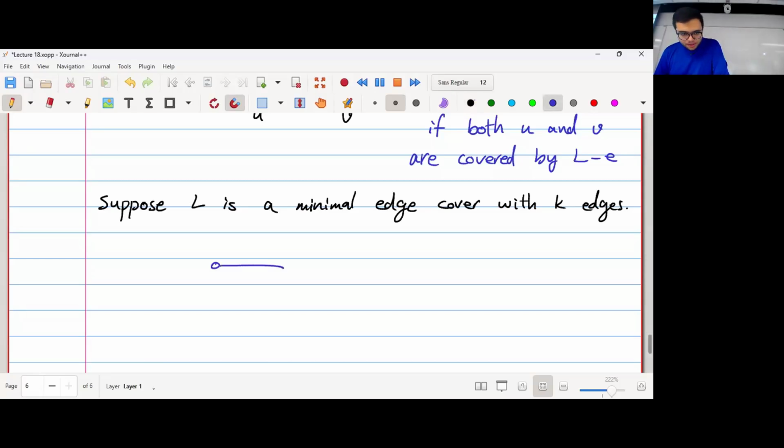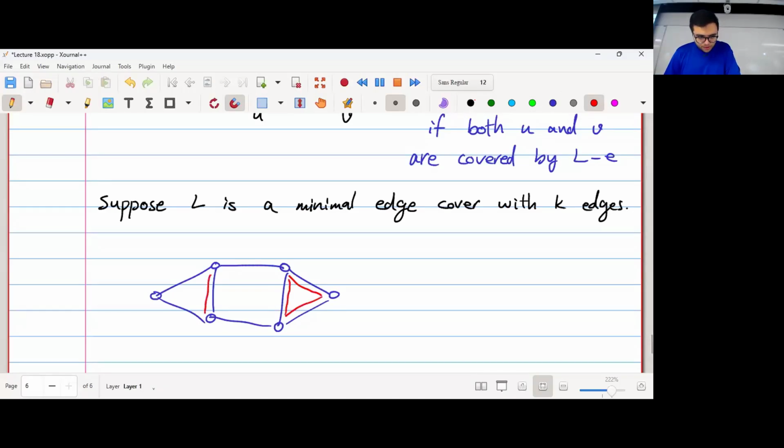So let me just do an example here. I have this original graph. And then I choose some edge cover. So let's say I choose these edges and these edges. Let's say I choose these edges, the red ones. Okay. Now I have to first remove some stupid edges. So this edge is stupid because both of the endpoints are already covered by something else. So I remove this edge.